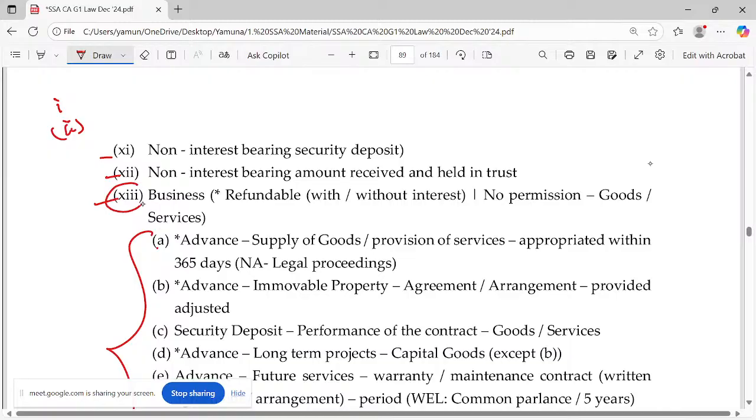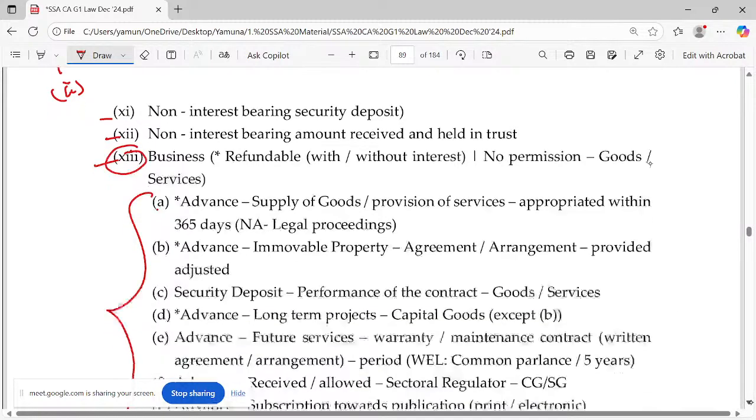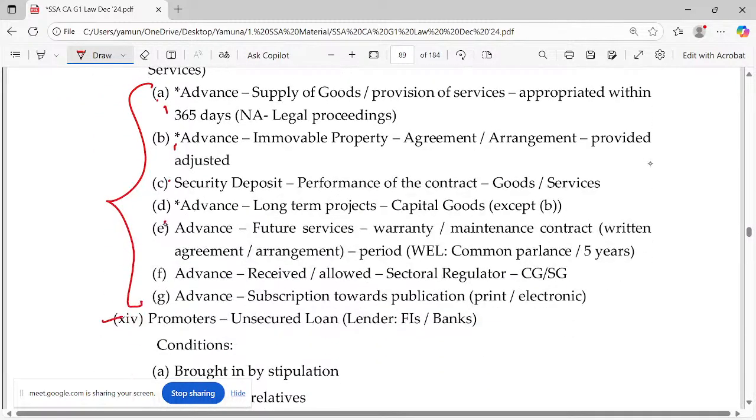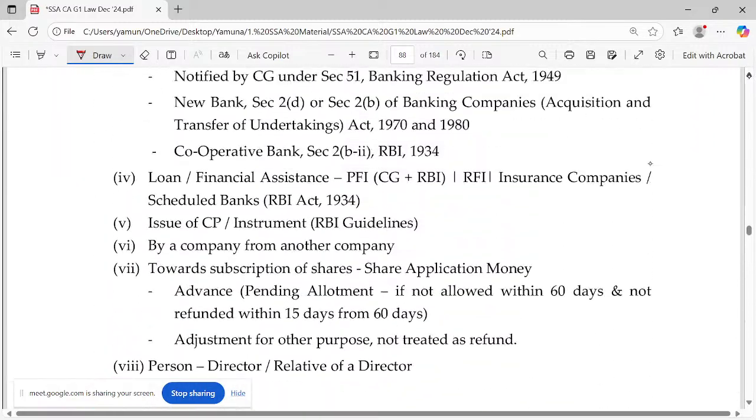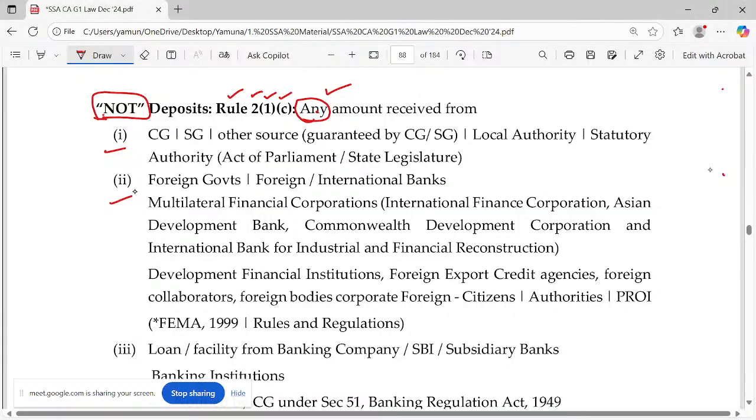Probably if you go for point number 13, under point number 13, how many points do you have? 1, 2, 3, 4, 5, 6, 7. 7 points are there. Which means under this point 13, the 7 points are going to have some equal nature. Am I right? So you just try to have that in this class. This is lengthy. You can go for small grouping. We are checking which are all not deposits in the category of deposit.